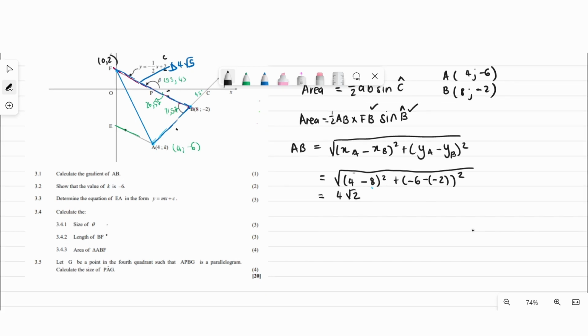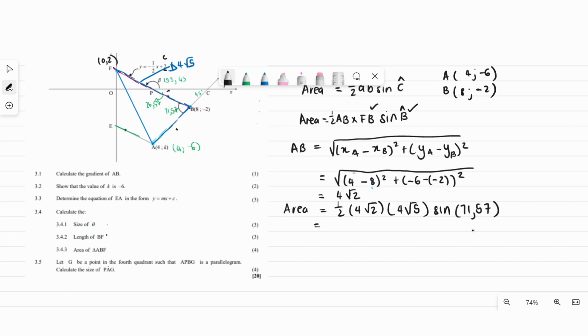So now you're going to take this and substitute it back into the formula. Now we're calculating the area, which is equal to a half. Our AB is 4 root 2, multiplied by FB, which is 4 root 5, then multiplied by sine B, where the angle B is 71.57. Then punch that into the calculator. What are you going to get? You're going to get the area as 20. And then you're done answering this question.